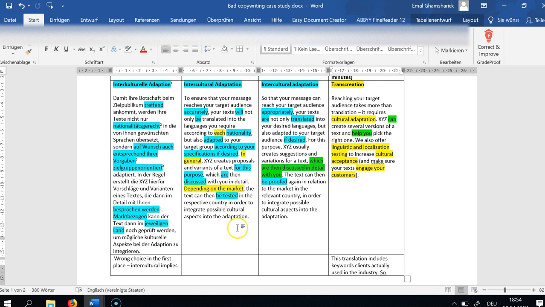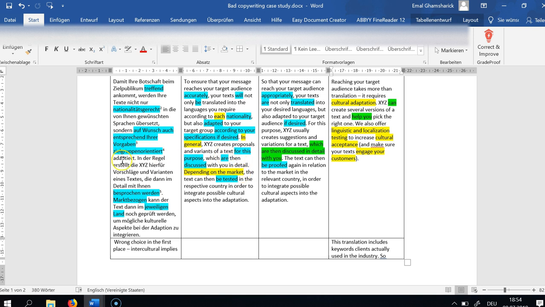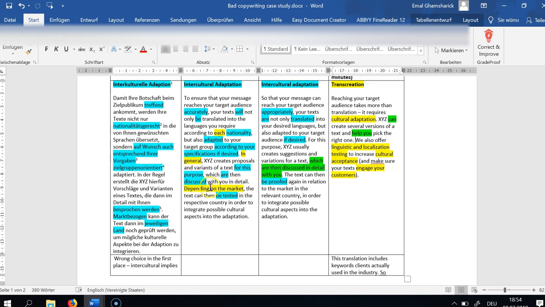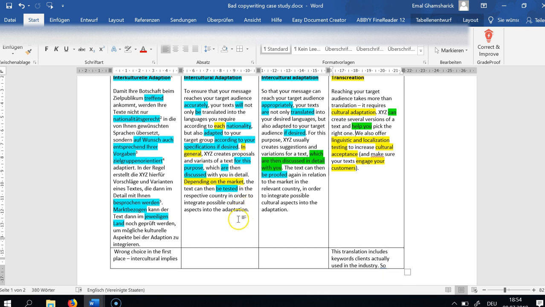You need to have some kind of strategy when dealing with these kinds of texts and not just rely on the source text, because that can really lead to marketing disasters, or in the worst case even just useless texts that don't really have an effect.